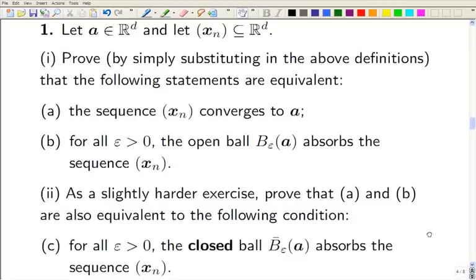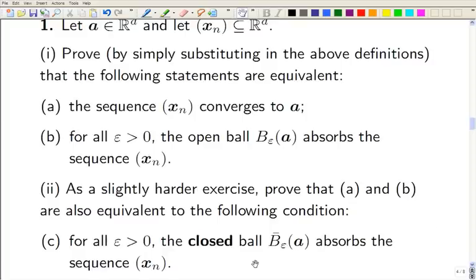Now, part 2 is a bit harder, where you're asked to show that B is also equivalent to another condition, C. All three of these things are equivalent. The third one is that every closed ball centered on a absorbs the sequence. That is not going to be exactly the same as your standard definition of convergence, so that's going to need a bit more thought. I suggest you start on part 1, and we'll come back to part 2 in a bit. If you finish part 1 very quickly, you can start thinking about part 2, but I'll give you some more hints in a bit.